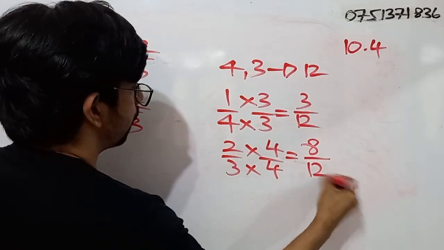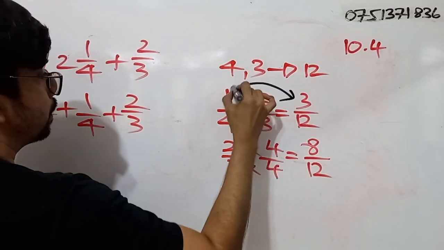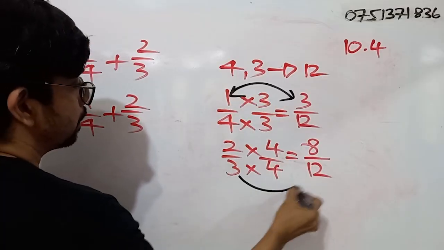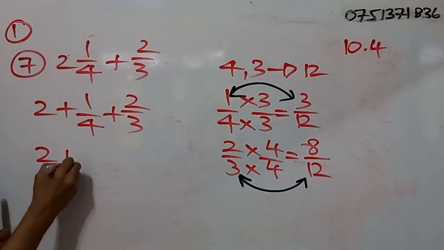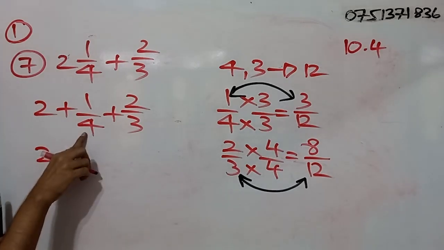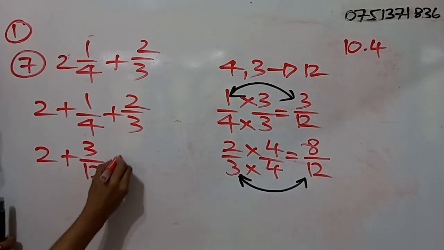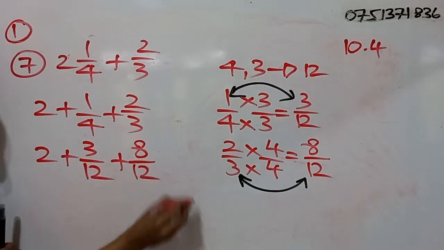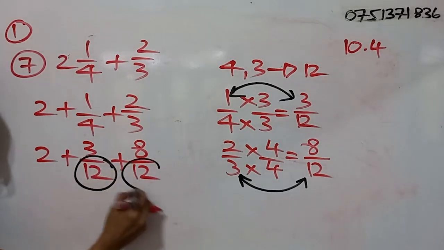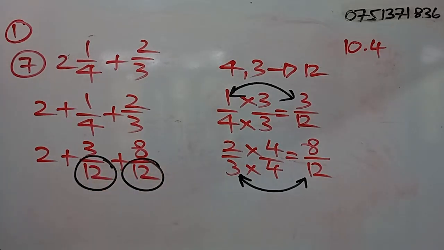So this becomes 8 by 12. Now these two fractions are equivalent fractions, and in the same manner these two fractions are equivalent fractions. So 2 plus, instead of 1 by 4, I can write 3 by 12 plus, instead of 2 by 3, I can write 8 by 12. Now I can add these two fractions since both of them have the same denominator, right?